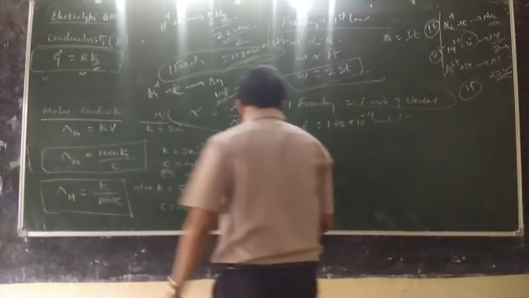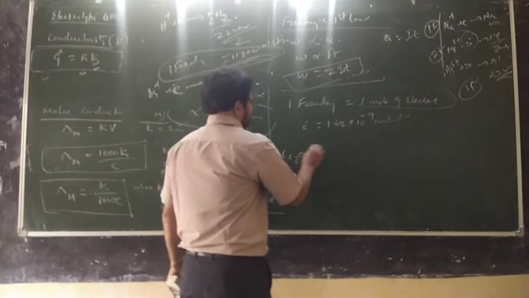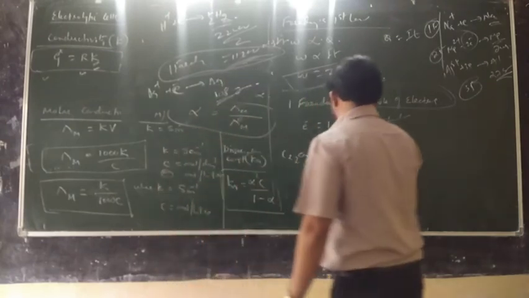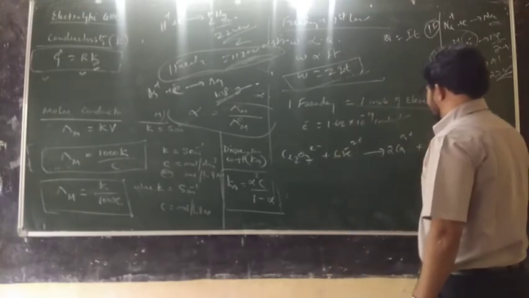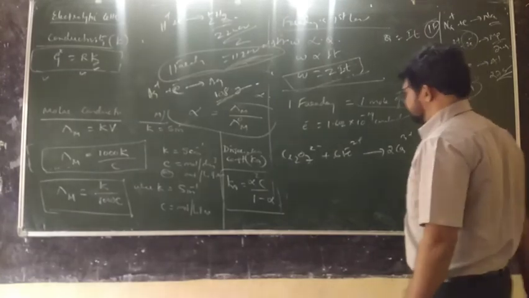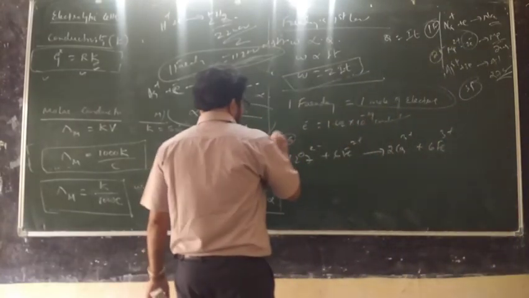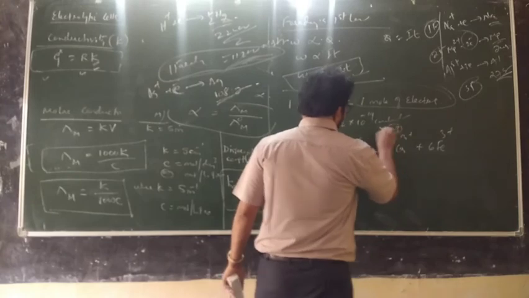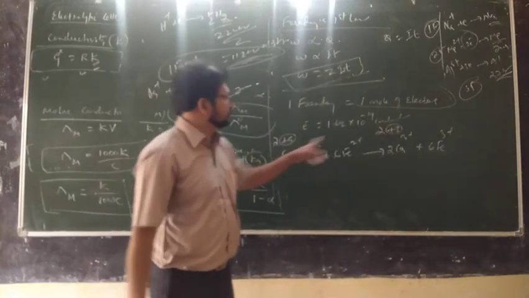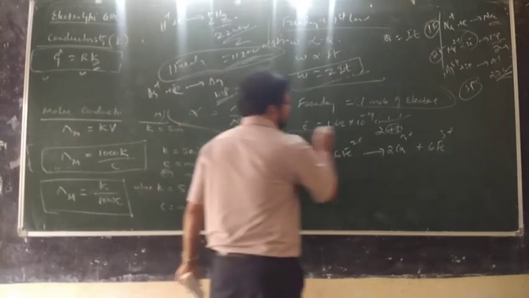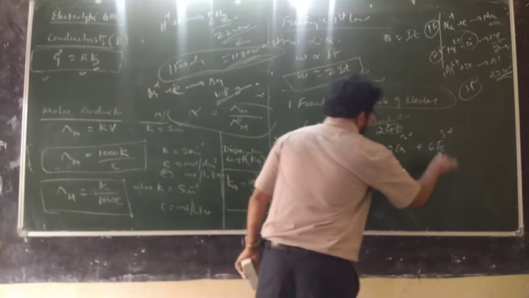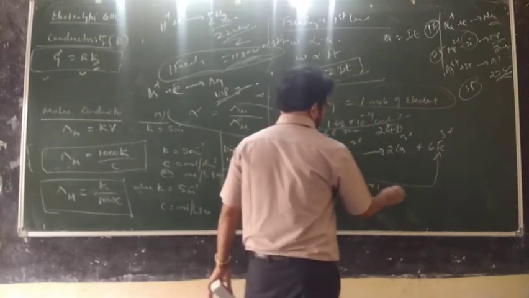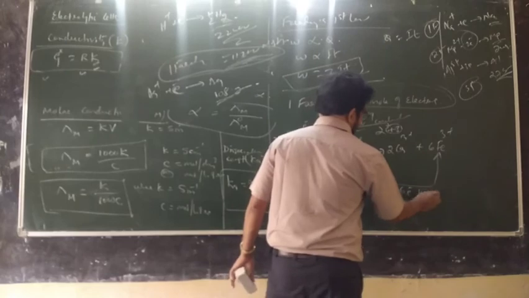For example, one simple question I will ask you. One equation I will write: Cr2O7 2 minus plus 6Fe2 plus giving 2Cr3 plus plus 6Fe3 plus. So here, 3 into 2, how many electrons flow? 6 electrons flow. 6 electron gain. 6Fe2 plus becoming 6Fe3 plus, 6 into 1, equal to 6 electron loss.